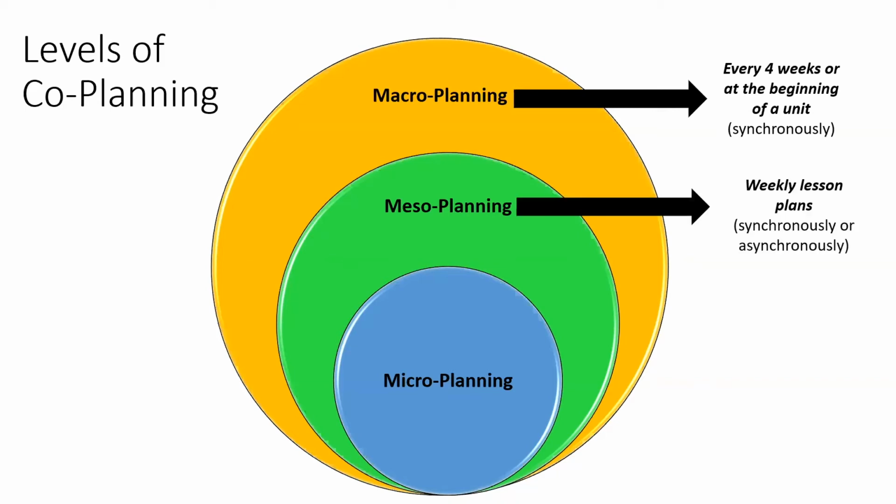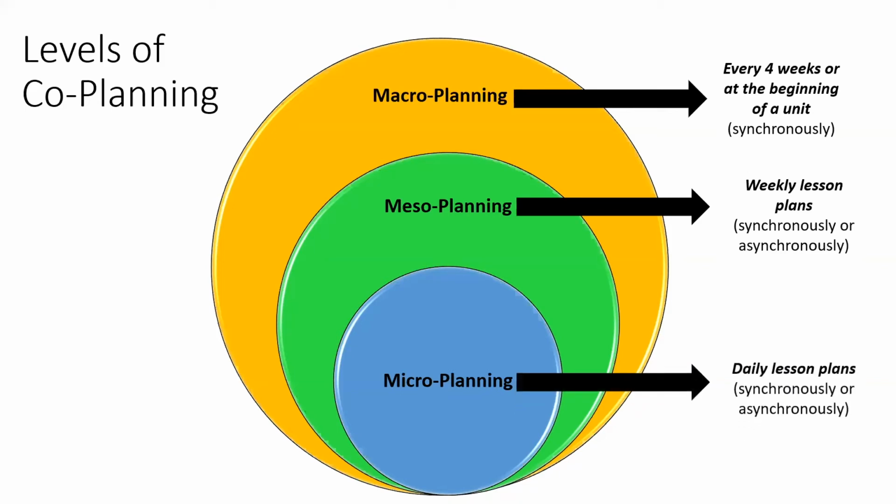Then there is the middle level, meso planning, which is your weekly lesson plans overall. And that can be done synchronously if you have that kind of time, but it can also be done asynchronously. So I'm going to show you some ways that you can asynchronously plan a weekly overview. And then finally is the micro planning, and that is your daily lesson plan. And that can be done both synchronously and asynchronously too.